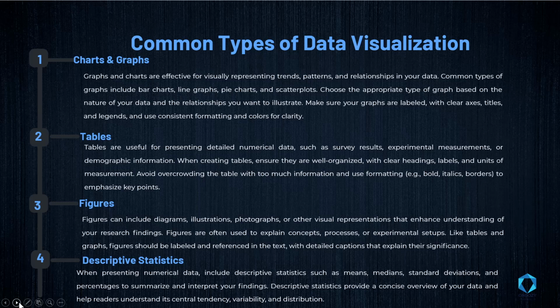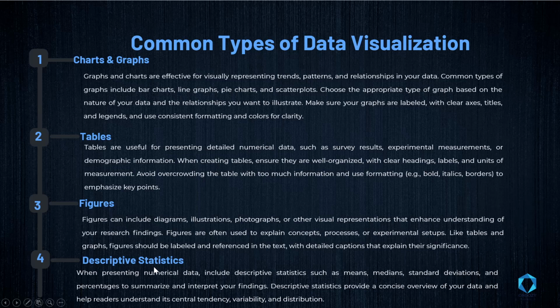Then the next one is the figures. Figures can include diagrams, illustrations, photographs, or other visual representations that enhance understanding of your research findings. Figures are often used to explain concepts, processes, or experimental setup. Just like tables and graphs, figures should also be labeled and very well referenced in text with detailed captions that explain their significance. All right.